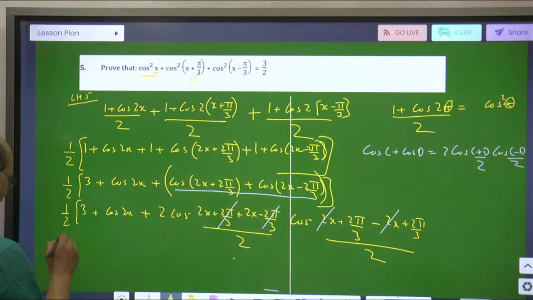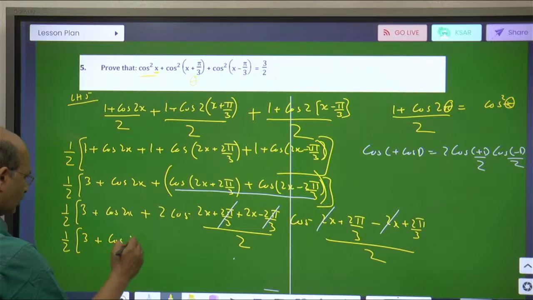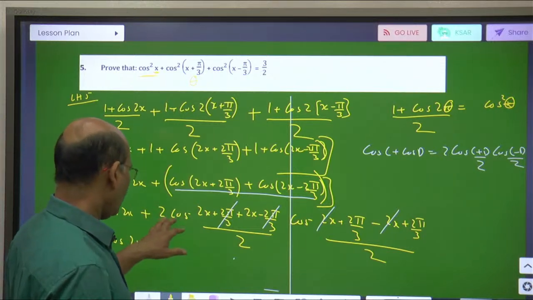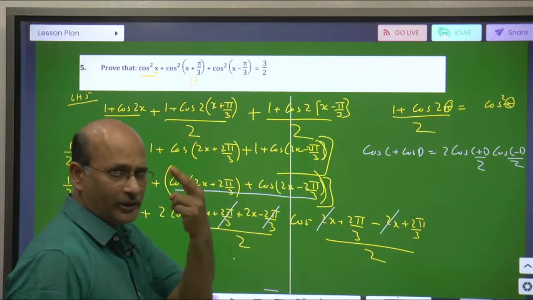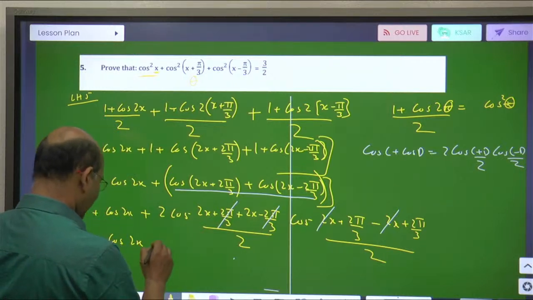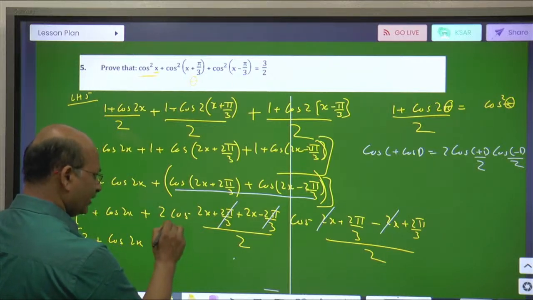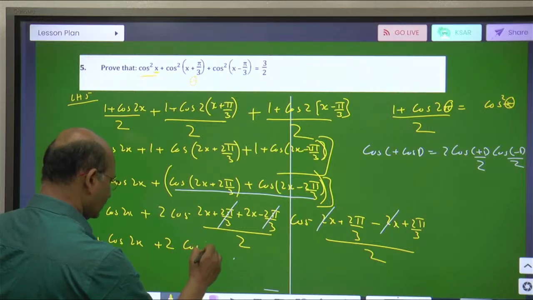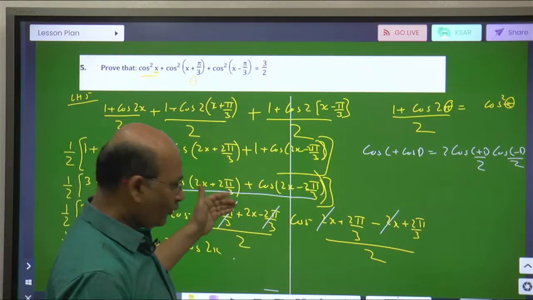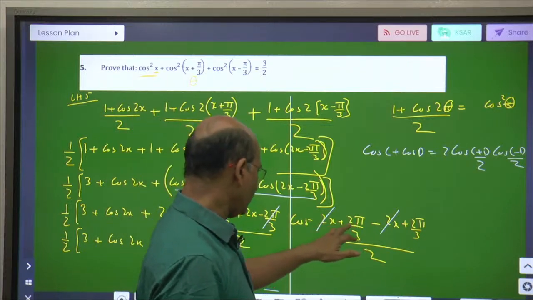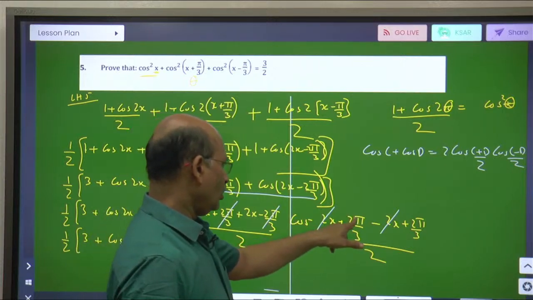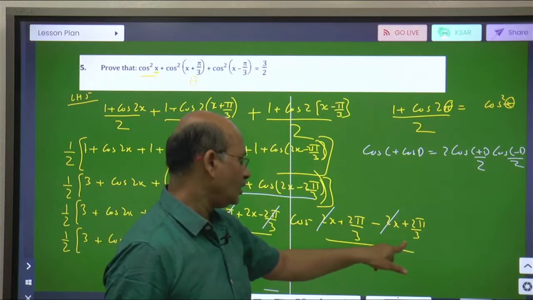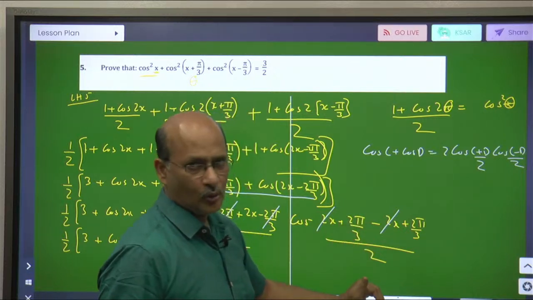So this is 1 by 2, 3 plus cos 2x. Wait, just pay attention. Now if you look at this, 2x plus 2x, don't cancel this, 2x plus 2x is 4x, 4x upon 2 is 2x, so 2 cos 2x, 2 as it is, this will become cos 2x. Now here if you see this carefully, what will happen, cos of 2 pi by 3 plus 2 pi by 3, so 4 pi by 3 upon 2, 2 pi by 3.